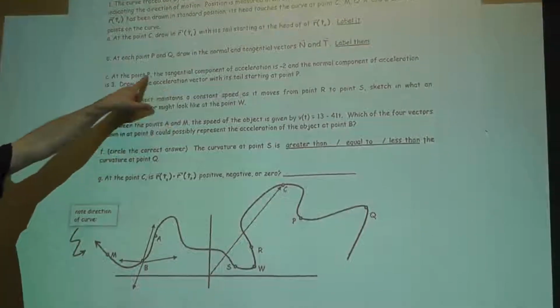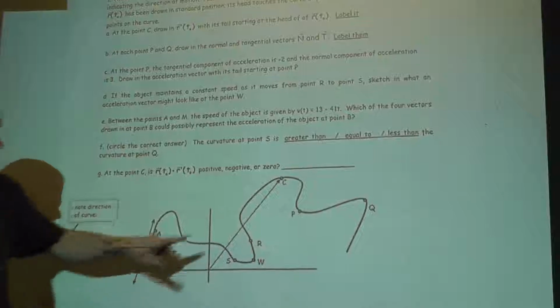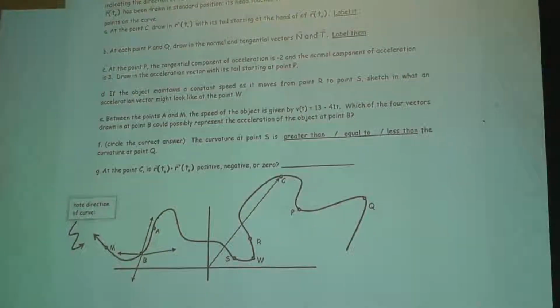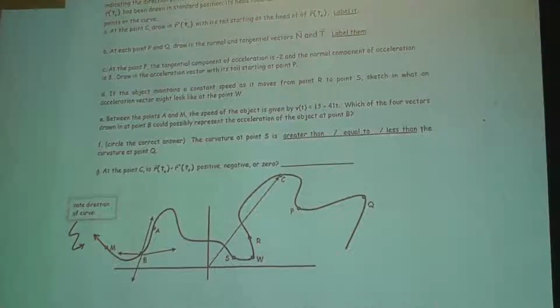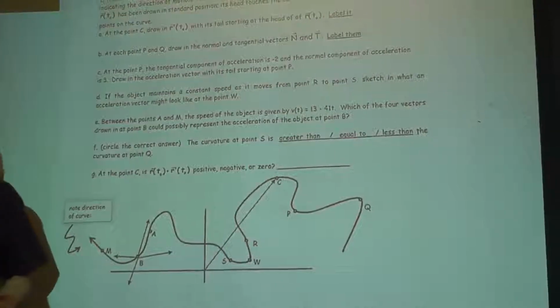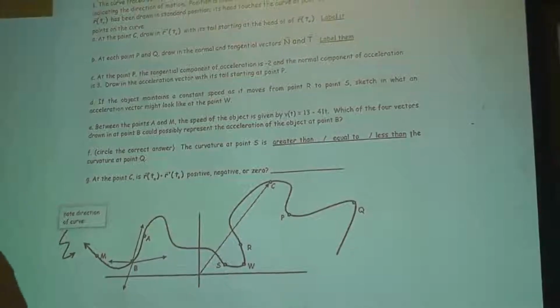Components of acceleration at point P, right here. It says the tangential component of acceleration is -2. The normal component of acceleration is 3. What would the acceleration vector look like in that case?